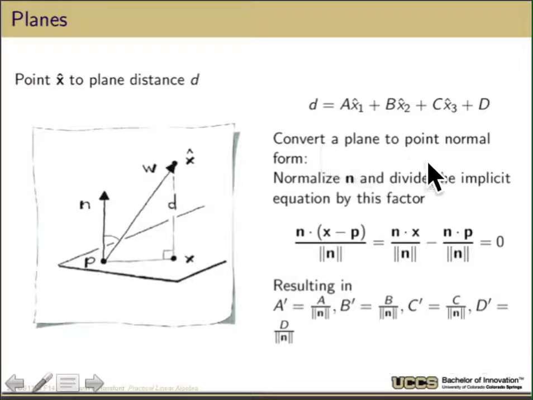We can convert this plane to point normal form. Normalize by n, dividing the implicit equation, and we'll see that a prime is equal to a divided by the length of n, b prime is b divided by the length of n, c prime is c divided by the length of n, and d prime is d divided by the length of n. So again, if we have a unit normal, all of this is just going to give us the right distances. And you can see that for any point x, this gives us the distance of a point to a plane. Now, from a graphics point of view, that can be pretty interesting, because if I have some plane and I want to say how far away I am, I can just take the implicit form of it and compute the distances.